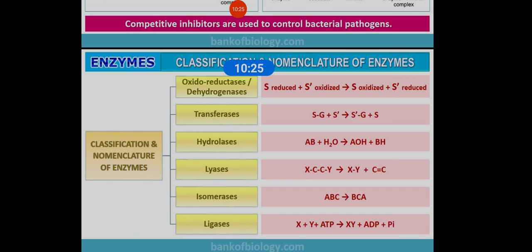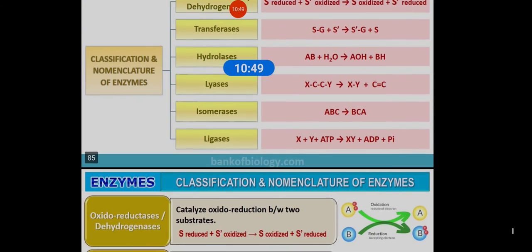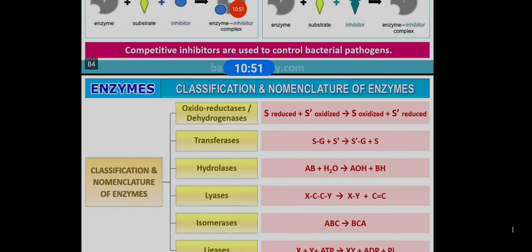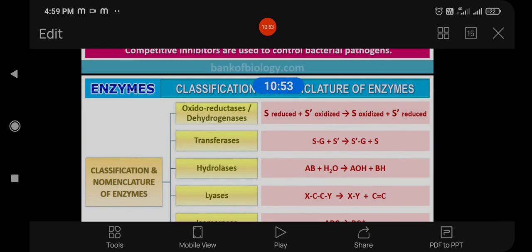Ligases. Ligases means X is going to combine with Y by the utilization of energy. Energy is in the form of ATP. X and Y will utilize the energy. As a result, they will form a bond, and one of the phosphate groups is utilized and the rest is released in the form of ADP plus Pi, that is adenosine diphosphate. Now in the next lecture we are going to continue with the classification of the enzymes. Okay.